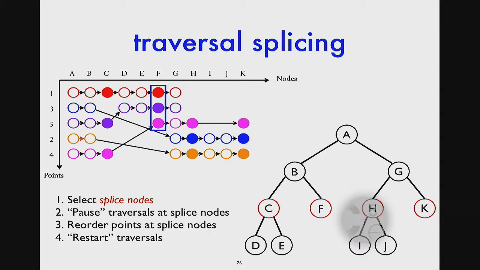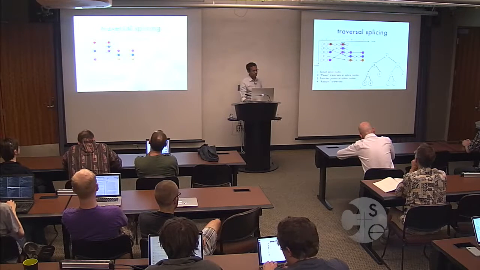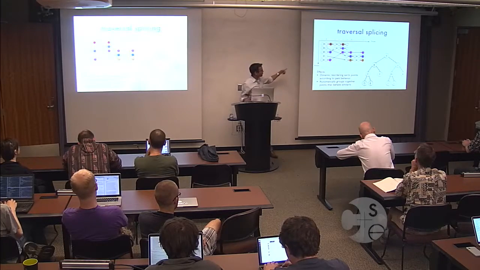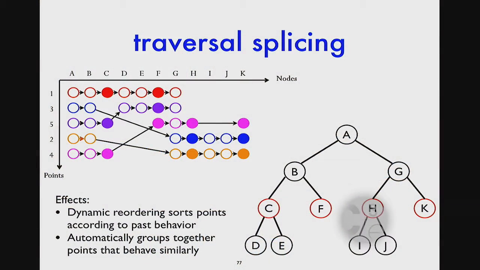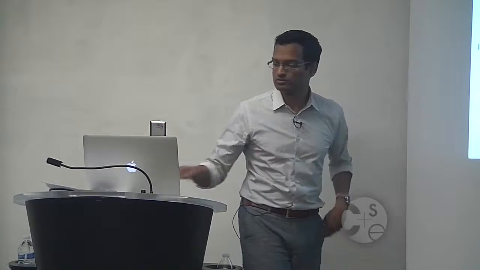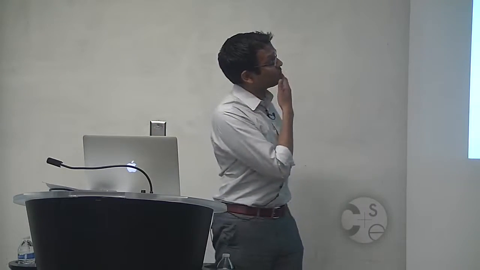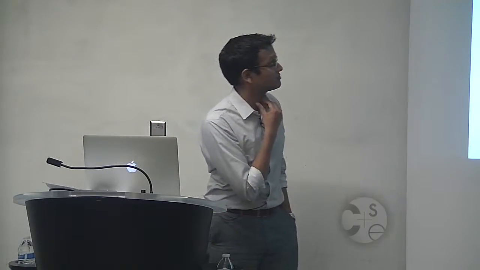But more importantly, we restart the traversals, and the new points that are near each other are doing very similar things. So this dynamic reordering sorts points based on their past behavior, and it's automatically grouping together points that behave similarly. And this really helps with vectorization.